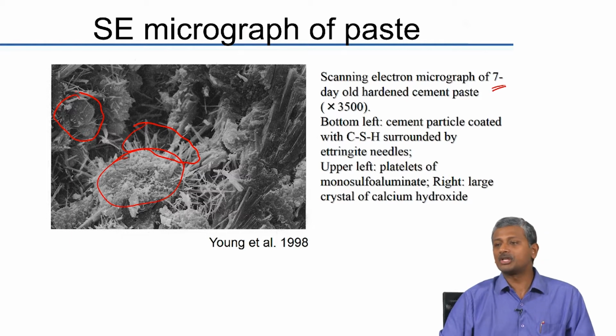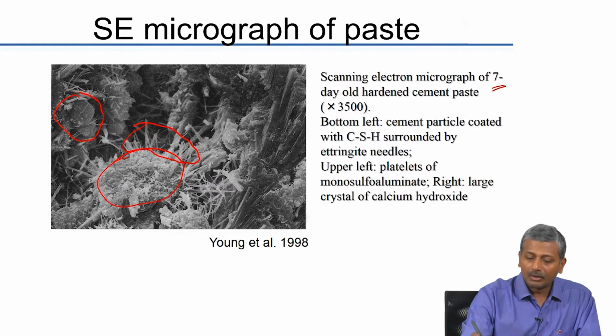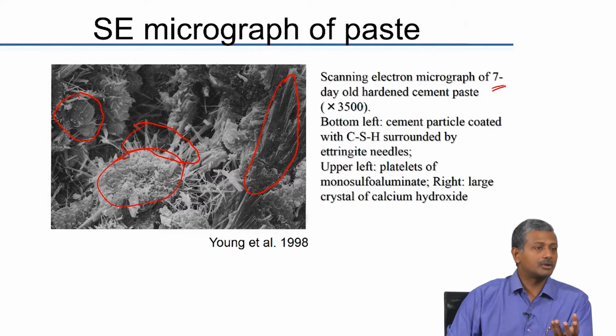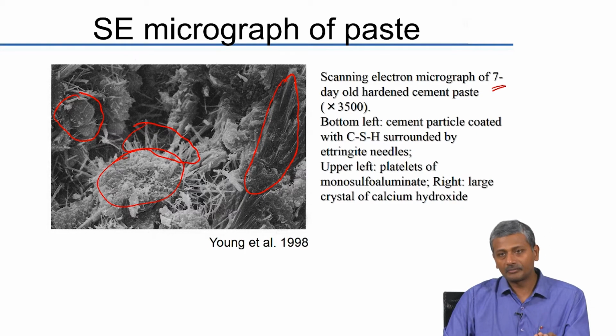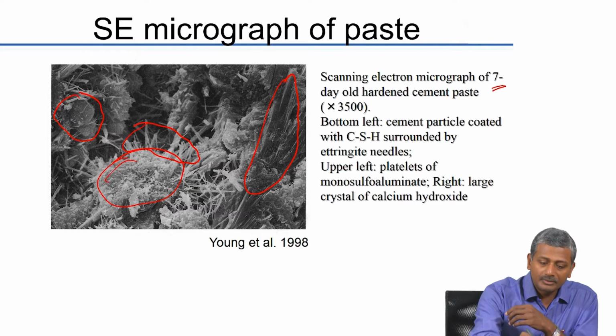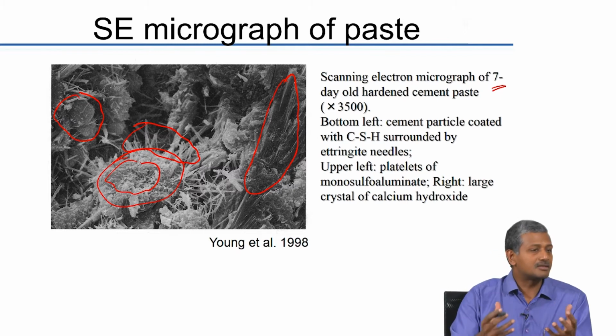A platelet is essentially a three-dimensional object, more like a plate. Thickness is very small as opposed to the dimension of the plate. Okay. On the right, you see a very large crystal of calcium hydroxide. Okay. So again, this seems to show that your crystalline products like Ettringite, calcium hydroxide, monosulphate, these have low surface area because of their crystalline well-formed shapes, whereas the CSH does not really have a clear-cut shape. It's got a very large surface area.